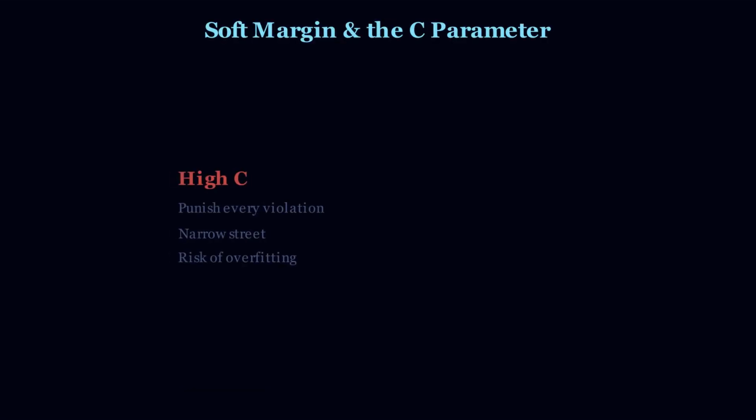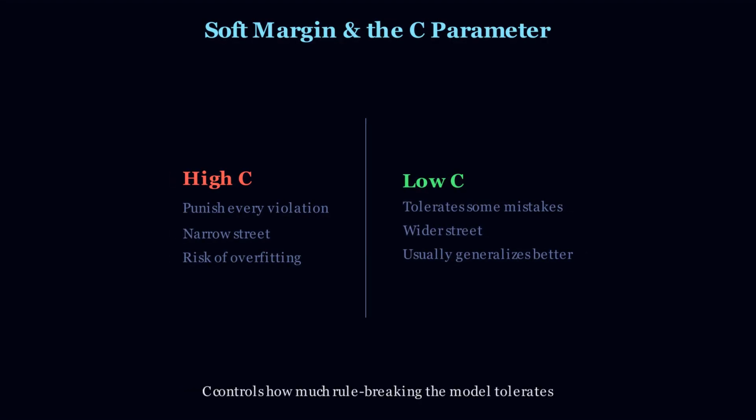Real data is messy. A perfectly clean street rarely exists. SVM allows a soft margin. Some points can sit inside the street or even cross it. The C parameter controls exactly how much of that gets tolerated. High C. Punish every violation, narrow street, risk of overfitting. Low C. Tolerate more mistakes, wider street, usually better generalization.